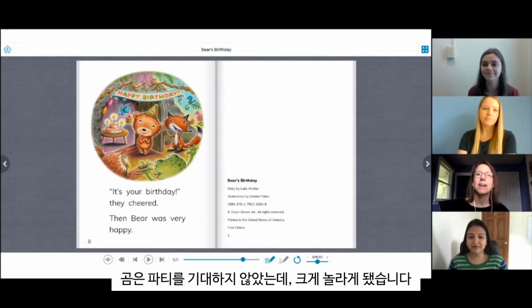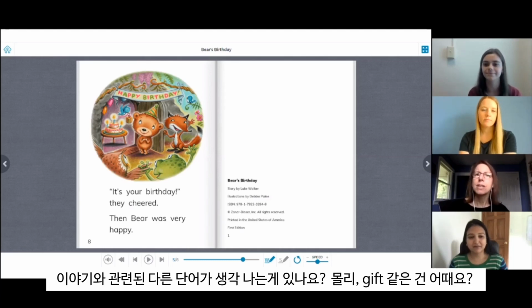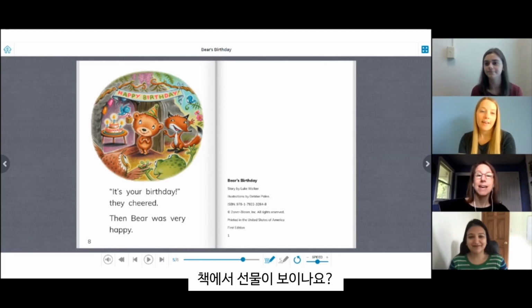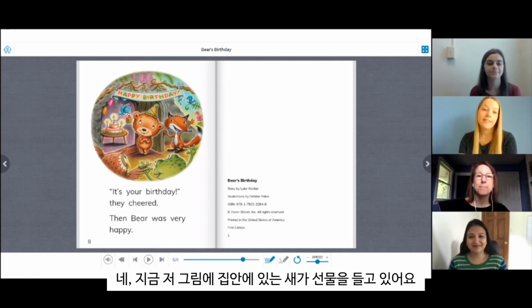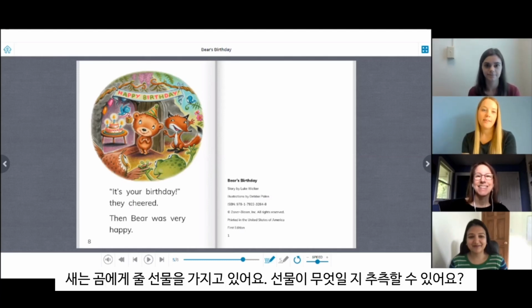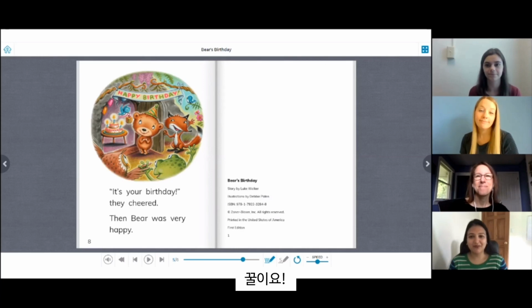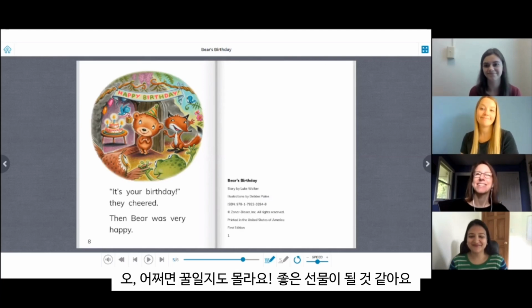That's great. Are there any other words that you can think of that relate to the story? Molly, what about something like gift? Yes. Did you see any gifts in that story? Yeah, I see gifts in that picture right now that the bird has inside. The bird has a gift that he's going to give to Bear. Can you guess what might be inside? Honey. Oh, maybe honey. That would be a good gift.